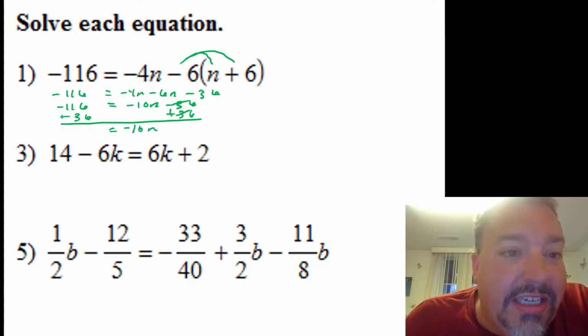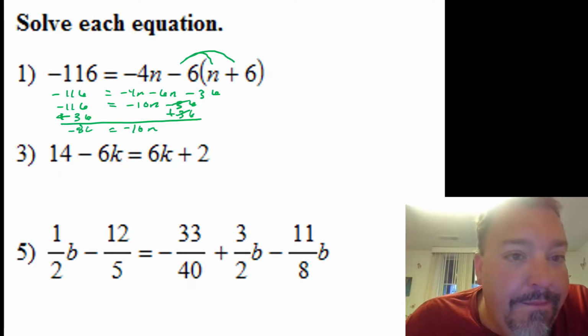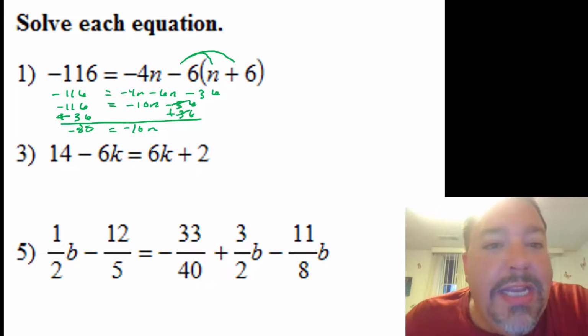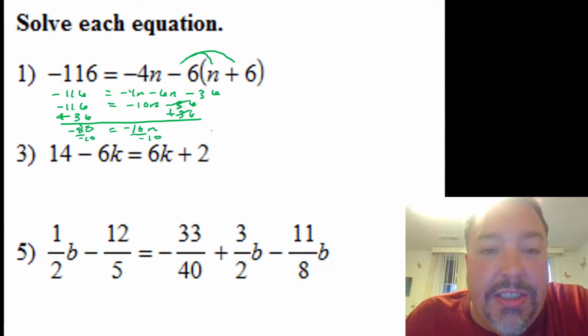Negative 116 plus 36 is going to come out to negative 80. And now we can divide both sides by negative 10. And we'll get our answer of n equals 8.